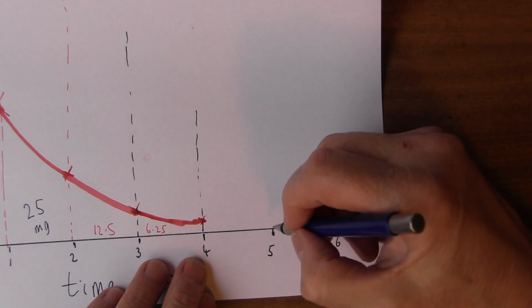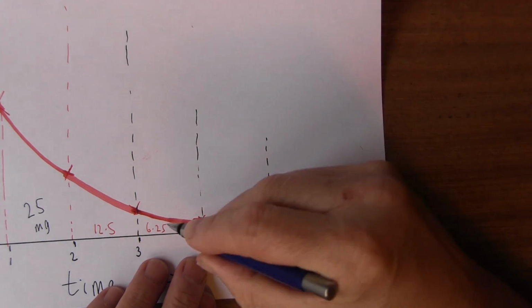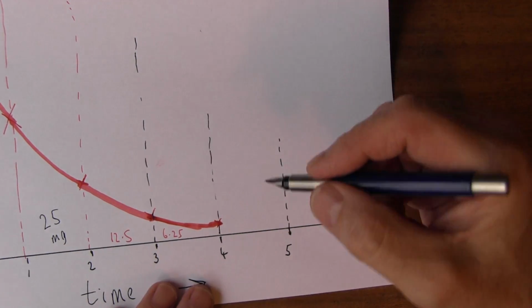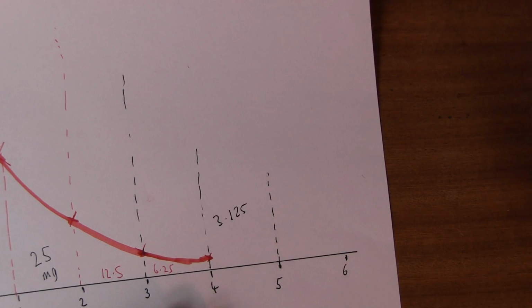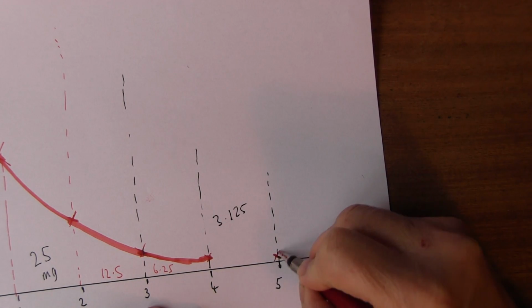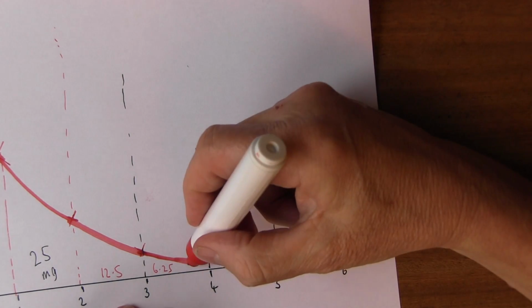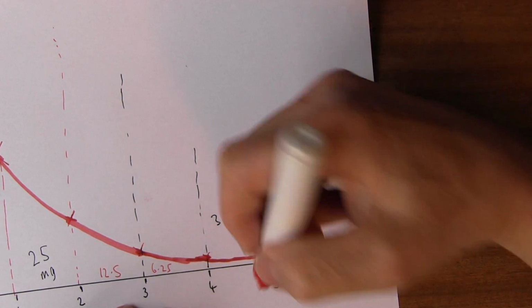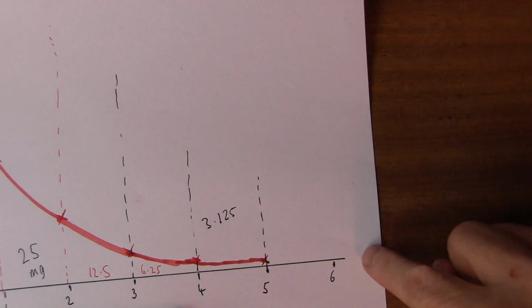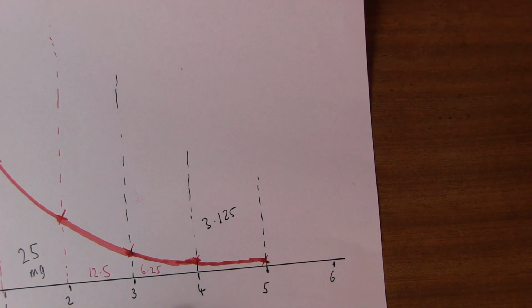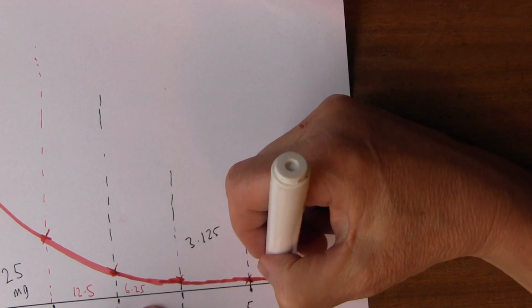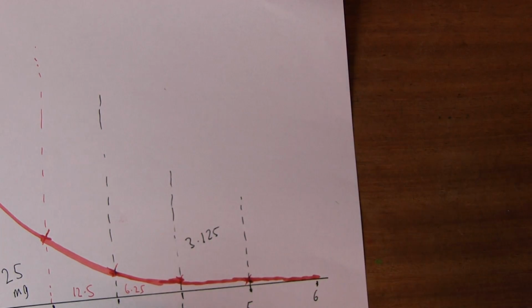Then in the next half-life period, I think you're probably getting the idea now. Next half-life period, we're going to eliminate half of 6.25, which is 3.125. Yeah, that's right, 3.125. So we're going to be half there. So that's going to take us down to 3.125. And I think you get the idea. So can you see the amount of drug is going to go progressively down? In theory there'll always be a tiny bit left, but that's the idea of half-life anyway.